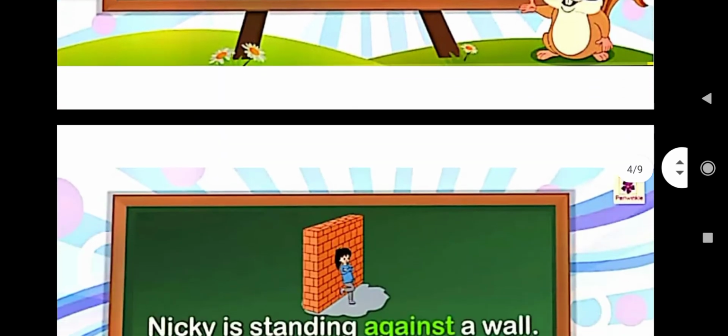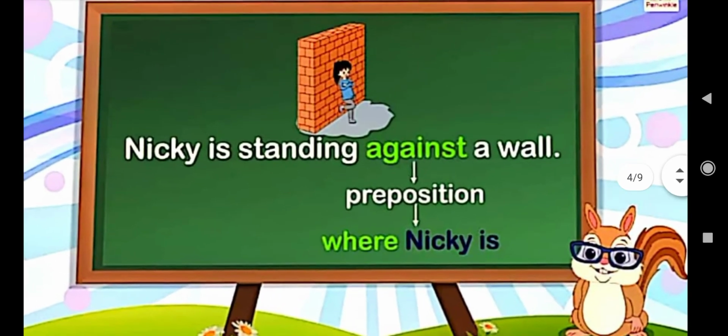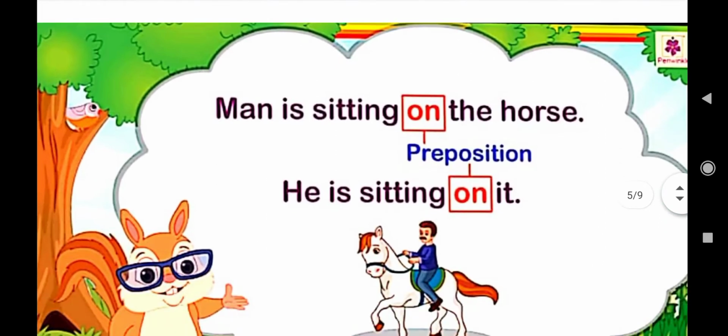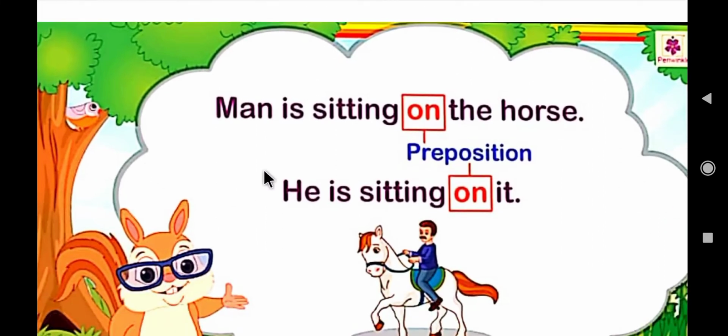Now, move on to the example for more clarity. Nikki is standing against a wall. So against here is a preposition because it gives more information about a noun, Nikki, where she is standing. She is standing against a wall. So against here is a preposition. Next example. Man is sitting on the horse. So on here is a preposition because it gives more information about a noun, where that man is sitting. He is sitting on the horse.